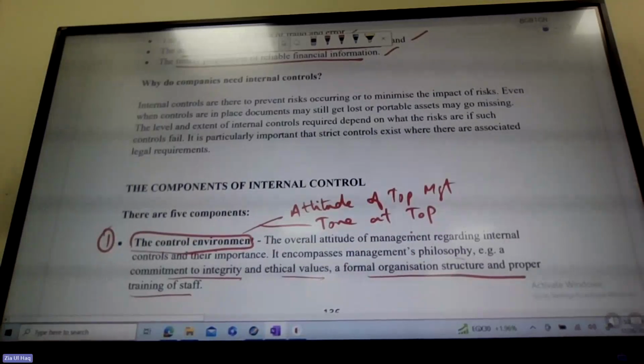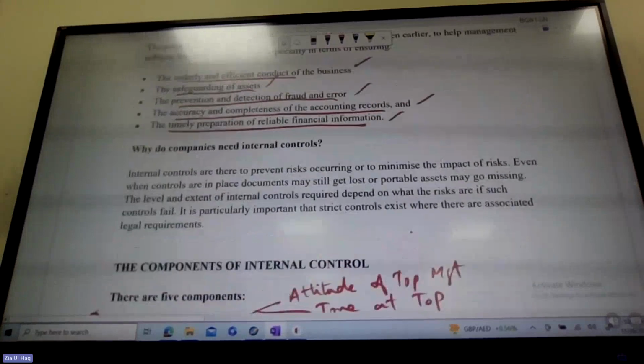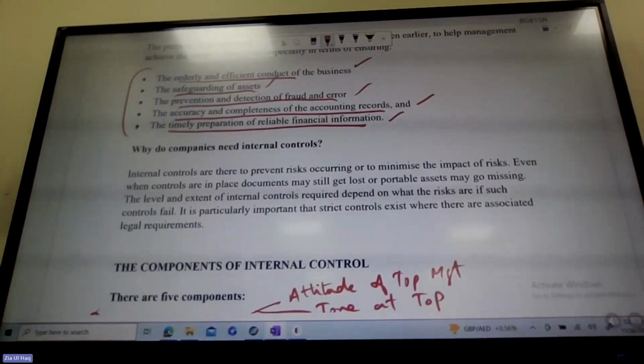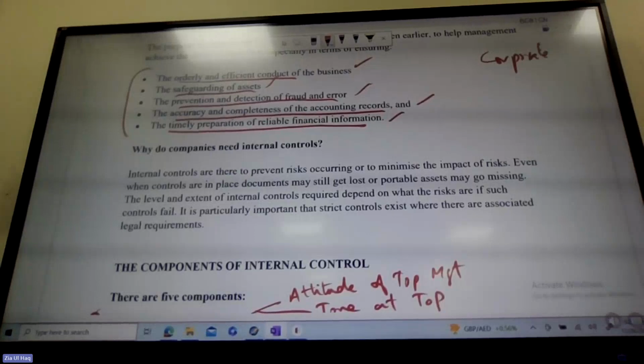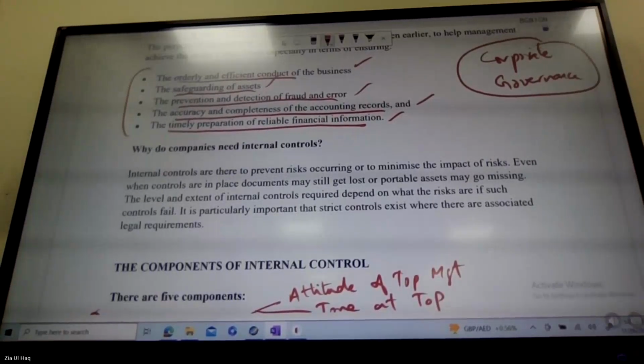Why does a company need an internal control system? These are the purposes. That's why a company needs to implement an internal control system in the organization. And for listed companies, it is required by corporate governance that the company should have an internal control system. It is a requirement of corporate governance as well. Corporate governance we have already studied.